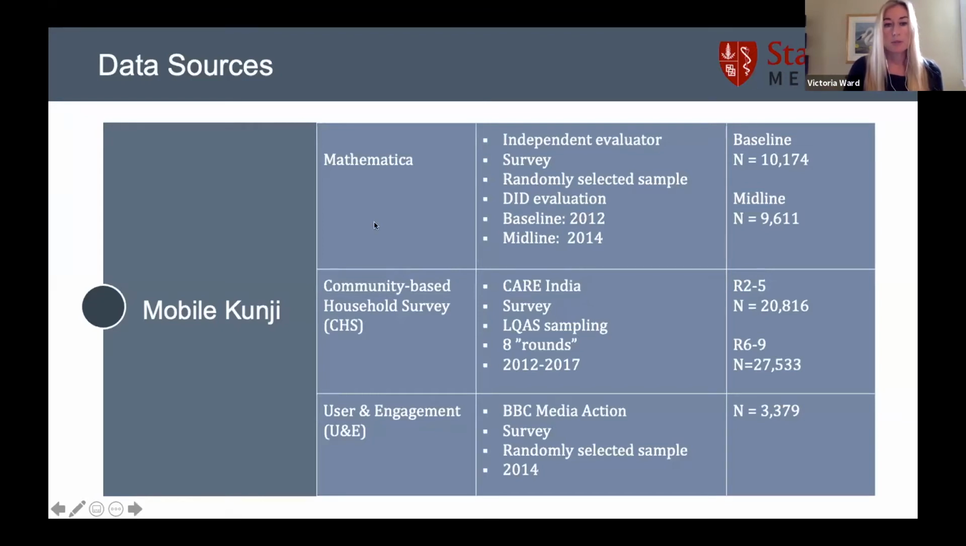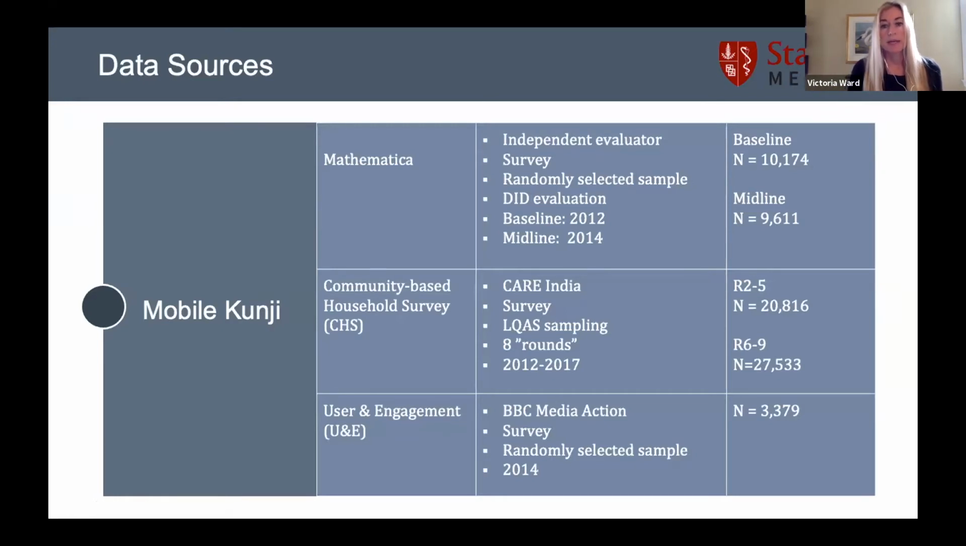Similarly, the community-based household survey, or what we'll call CHS, was implemented by Care India throughout the longevity of the program and still going on today in what were called rounds. And so we evaluated 8 of those rounds, again, across thousands of women, and those are really cross-sectional surveys. And then BBC Media Action's own implemented survey, which was called User and Engagement, or we'll refer to as UNE. Again, a randomly selected sample, a survey-based analysis amongst 3,300 women.